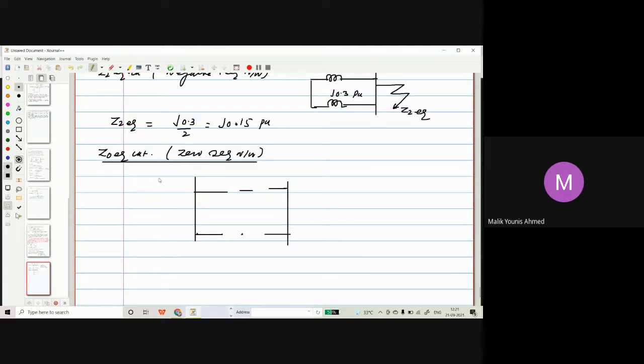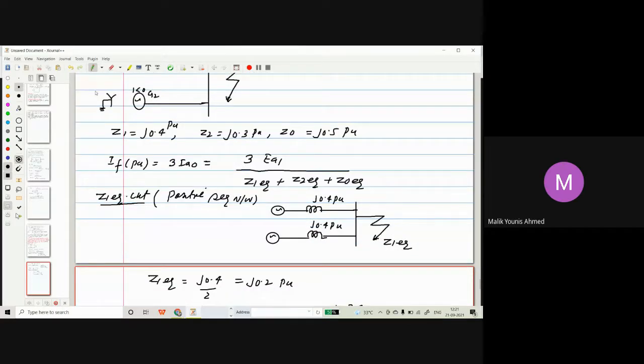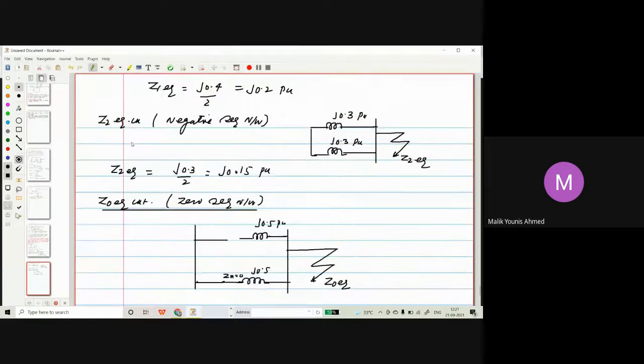Okay, so this is the fault point. What is this? Z naught equivalent. So this impedance will be here. What will this be? The zero sequence value is 0.5. This will definitely be there. This is 0.5, but for the connection of this one, this is solidly grounded, so there will be no impedance. Ground neutral impedance will be 0. Why? Because it is solidly grounded, so there is no impedance from neutral to ground. So we are writing like this.